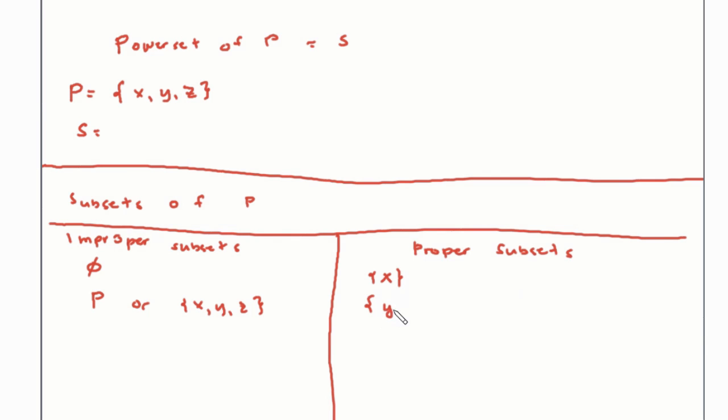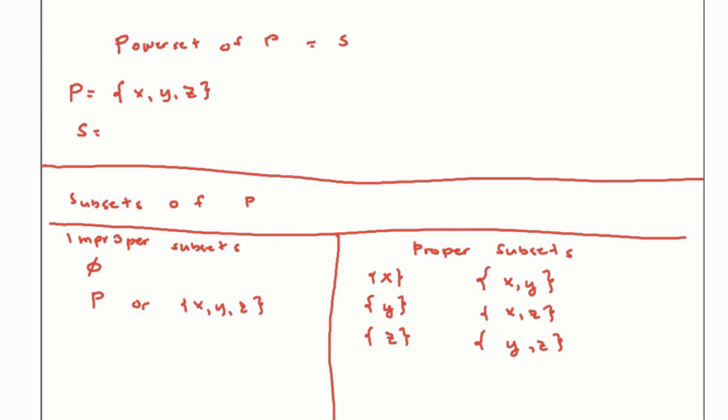Next, the element Y lang ang laman. Next, we have the set containing only the element Z. So, these are the proper subsets of P containing only one element. Now, let's go to the proper subsets of P containing only 2 elements. We have the set containing XY, the set containing XZ, and finally, the set containing YZ.